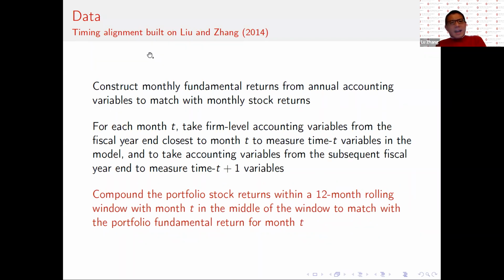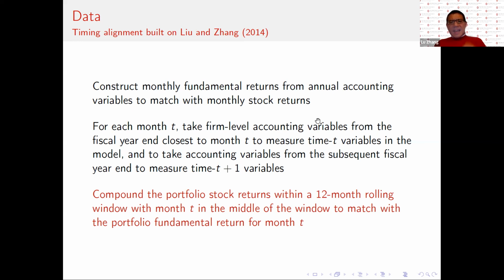Timing alignment. In Liu, Whited, and Zhang 2009 article, we implemented the annual estimation. In Liu, Whited, and Zhang, we extend that to monthly estimation, thereby increasing the power of our test. So we construct monthly fundamental returns from annual accounting variables to match with monthly stock returns. All right, so how do we construct the monthly fundamental returns out of annual accounting variables? Well, this is how we handle it.